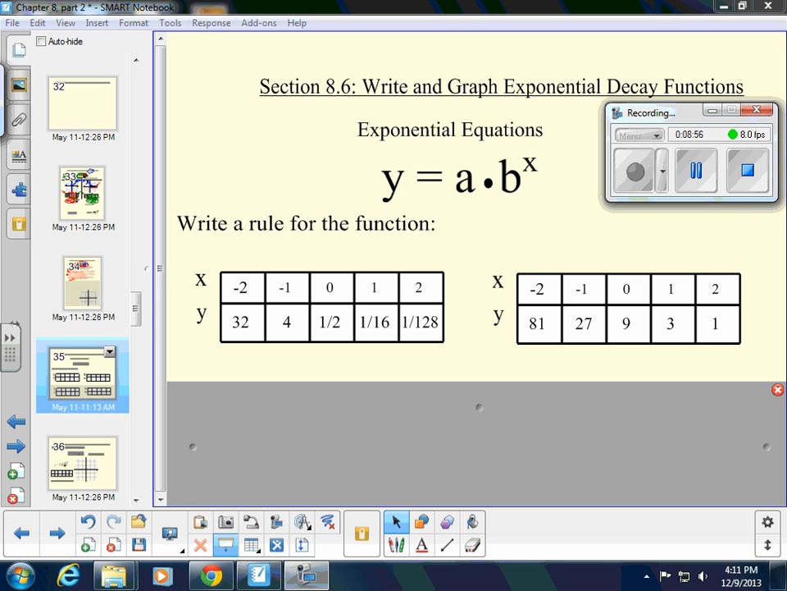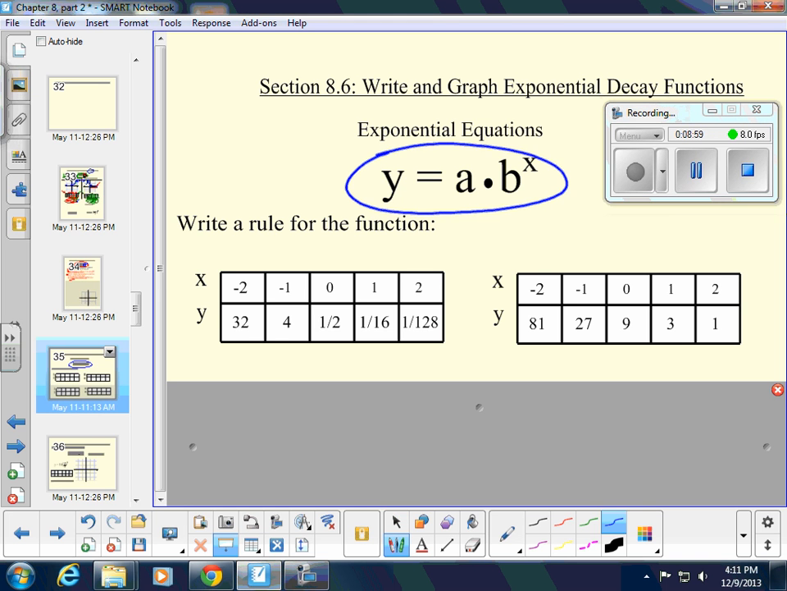Going through an example here of writing a rule for an exponential decay function. It's going to have some form like this, just like the exponential growth functions did. So that's one nice thing. This a is kind of like a y-intercept. Very often, unless we've shifted the graph somehow, it's our y-intercept. And this b is often our decay factor. We had growth factor in section 8.5, when we talked about growth equations. Well, now it's our decay factor because we're talking about exponential decay equations.